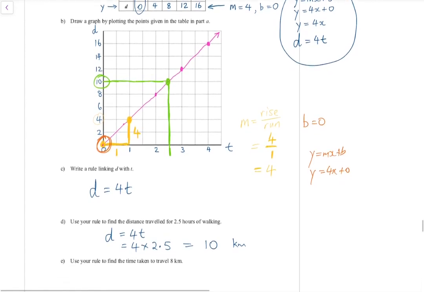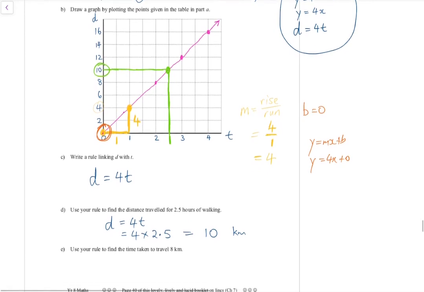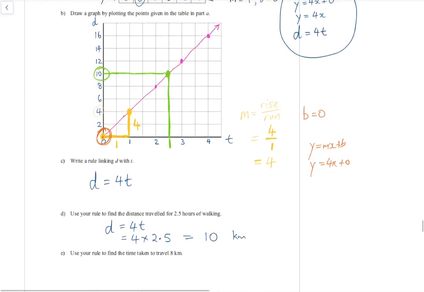Next part says to use your rule to find the time taken to travel 8 kilometres. Well, if we're going to travel 8 kilometres, the rule is d equals 4t. So it becomes 8, because the distance that we're travelling is 8 kilometres. 8 equals 4t. Now, we're going to divide both sides by 4 so we can get t by itself. And 8 divided by 4 is 2. So 2 equals t, or better still, t equals 2. So it will take me 2 hours to walk 8 kilometres.